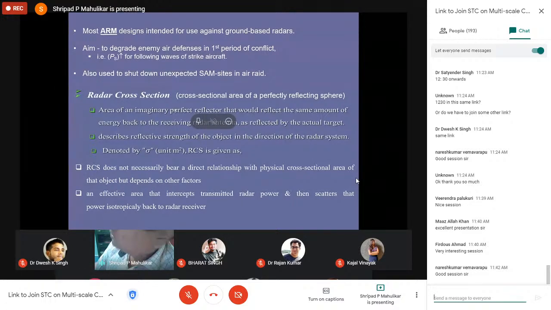Apart from the geometry, the other very important parameter is the wavelength. The wavelength relative to the target dimension, the ratio, is important, because the ratio of wavelength and target dimension will decide which of the regimes, the Rayleigh, resonant or the optical regime, the interaction lies in. So we'll briefly discuss those points.